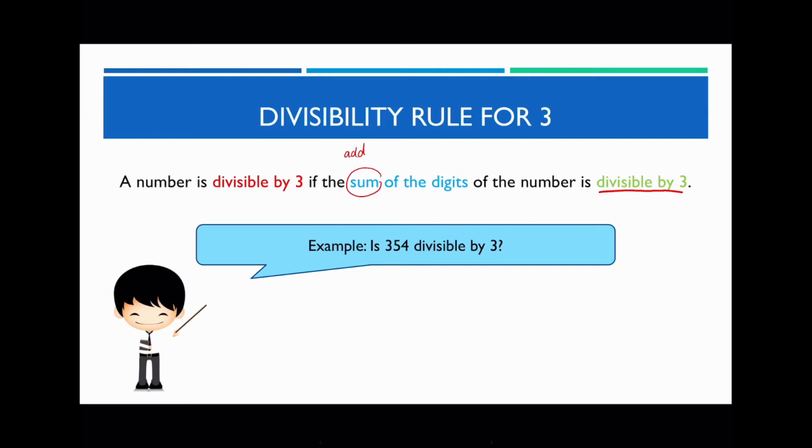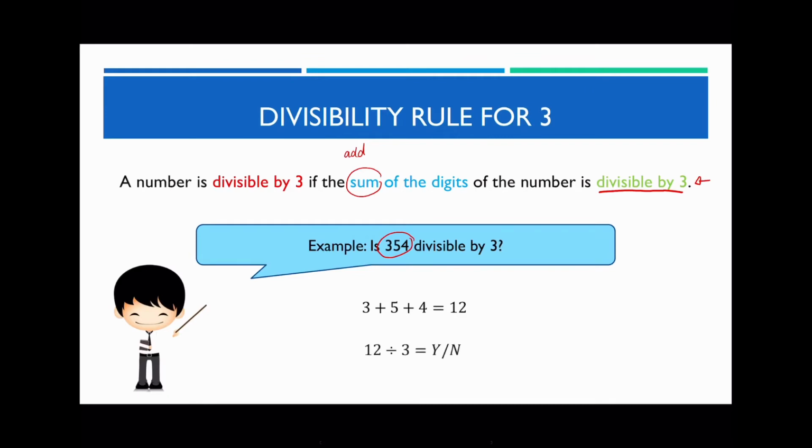So let's look at an example over here. The example reads, is 354 divisible by 3? So what we do is this number over here contains the numbers 3, 5, and 4. This says you need to actually add all those digits and see whether that answer can be divided by 3 without any remainders. So 3 plus 5 plus 4, that gives you an answer of 12.